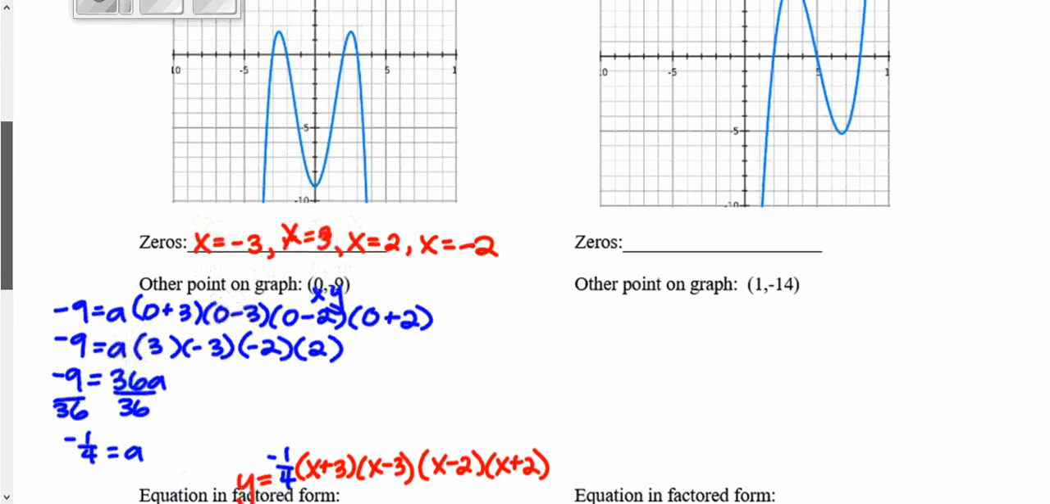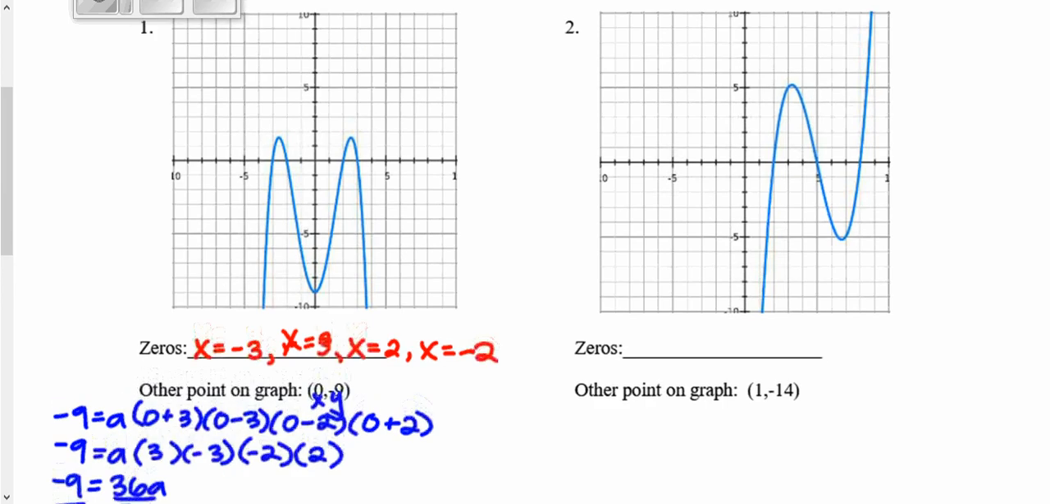So very similar process over here on number 2, except that this is a cubic. It's a cubic that's squiggling upwards, so it should have a positive leading coefficient in the very end. So the zeros, the x-intercepts: x equals 2, x equals 5, and x equals 8.